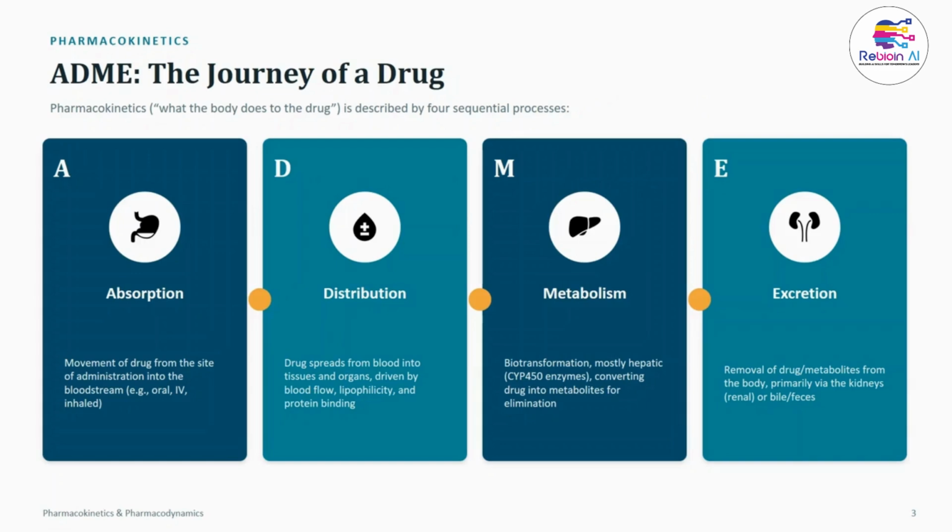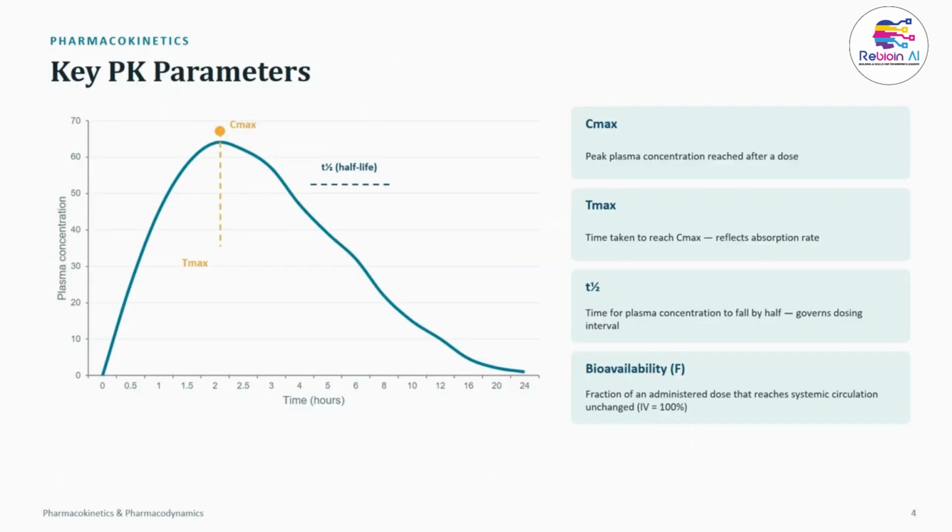So we learned the key stages of pharmacokinetics. Let us discuss now how we are going to quantify that journey using the concentration time curve. So this is the concentration time curve. As you can see here, on the x-axis you can see time, and on the y-axis you can see plasma concentration. So we'll go through different terminologies and what they mean.